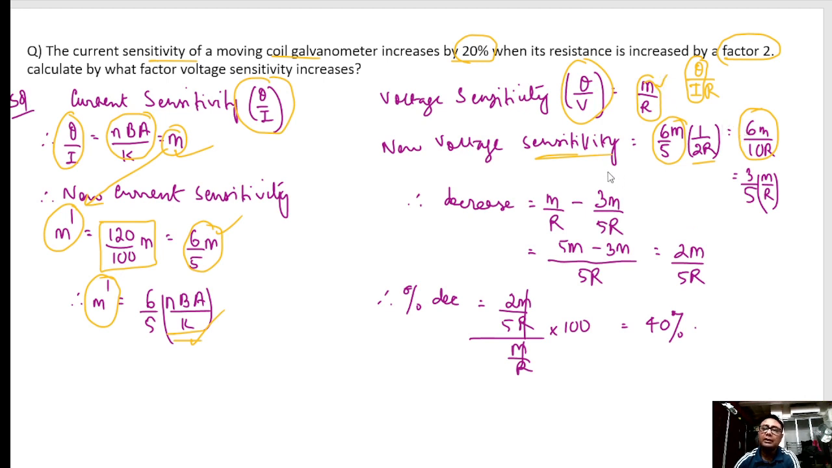So what is the decrease? This is the decrease. So what is the percentage decrease? Decrease by original into 100. 40% is my answer. Clear?